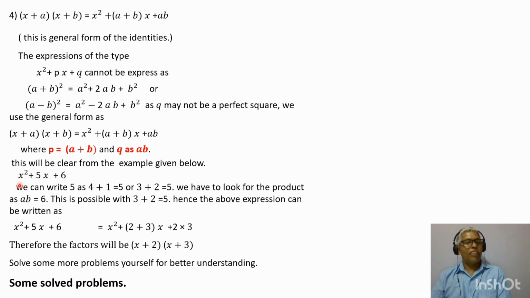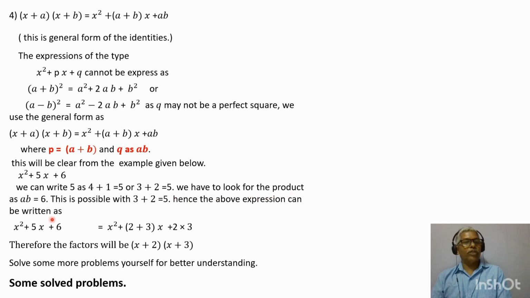Take this expression, x square plus 5x plus 6. Now see this expression. We can write 5 as 4 plus 1 equal to 5, or 3 plus 2 equal to 5. This is possible. We are supposed to write it as an addition or summation of two digits. Had there been a minus, to be written as something minus something, then there are many ways: 7 minus 2, 6 minus 1, 8 minus 3, like that. But in addition, there are only two.